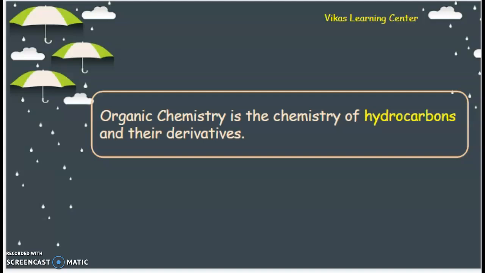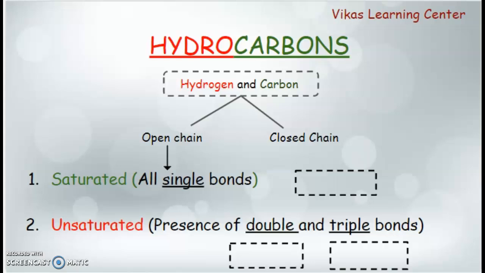Organic chemistry is the chemistry of hydrocarbons and their derivatives. So what are these hydrocarbons? These hydrocarbons are made up of hydrogen atoms and carbon atoms. If you look at these hydrocarbons, they are classified into two main categories, that are open chain hydrocarbons and closed chain hydrocarbons. These open chain hydrocarbons are further categorized into two groups, that are saturated hydrocarbons and unsaturated hydrocarbons.